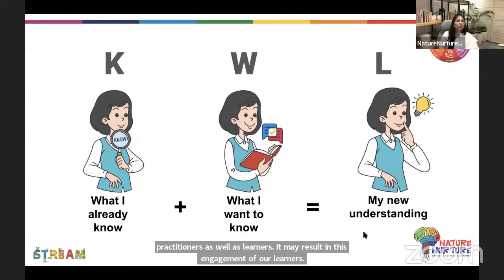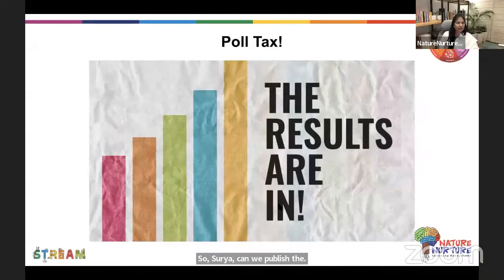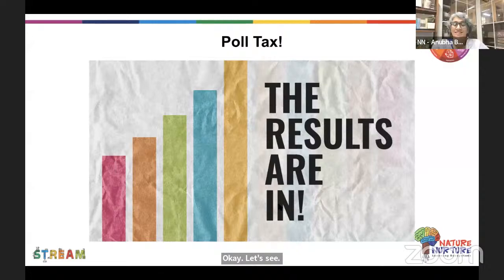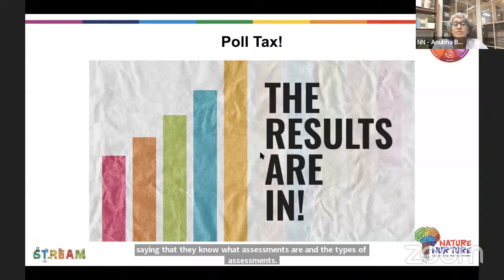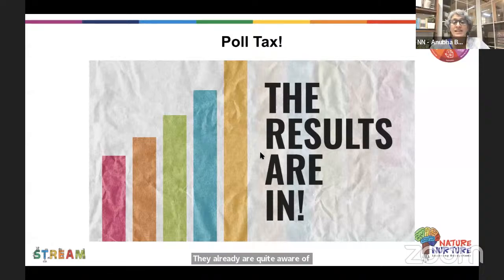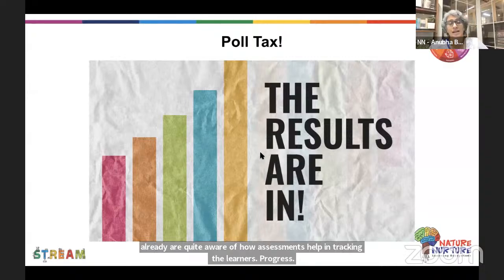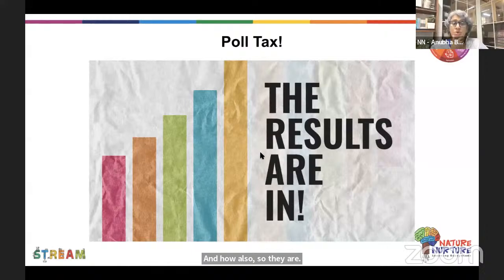So, Surya, can we publish the poll results? Okay, let's see. All right. So the poll results, I hope they're visible to everyone. What they already know in great numbers, ma'am, is what assessments are and the types of assessments. They are quite aware of how assessments help in tracking the learner's progress, and to some point they are aware of how to make assessments more inclusive and how to keep the children focused and engaged.